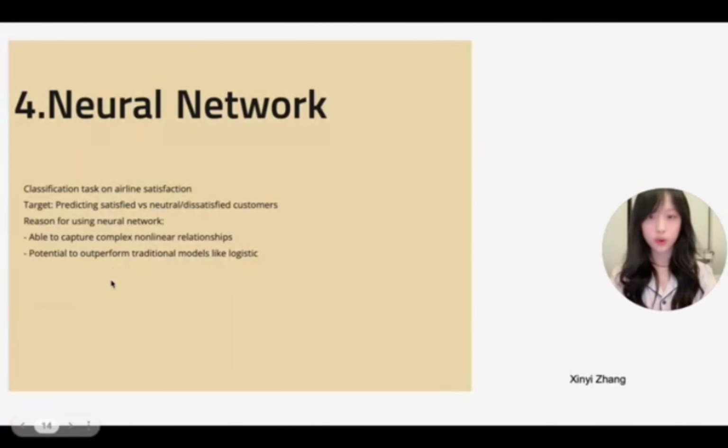In this part, I will walk you through how I built and enhanced a neural network model to predict airline customer satisfaction. This is a binary classification task where we aim to predict whether a passenger is satisfied or neutral or dissatisfied. The base model came from a former colleague, but it was quite simple and prone to overfitting, so I made several improvements to make the model more stable and generalizable, which I explain in the next slide.